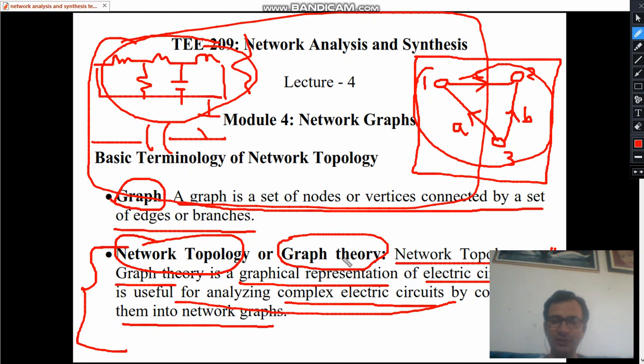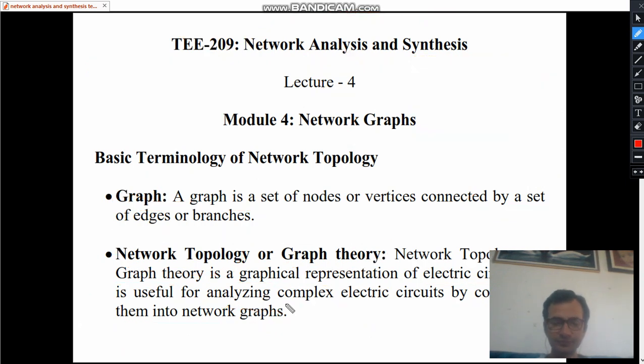So let us read it again. Network topology or graph theory: what is that? Network topology or graph theory is a graphical representation of electrical circuits like this. Suppose we are having any electrical circuit, then this is nothing but the graphical representation of this electrical circuit. It is useful for analyzing complex electric circuits by converting them into network graphs. Okay, let us move further.